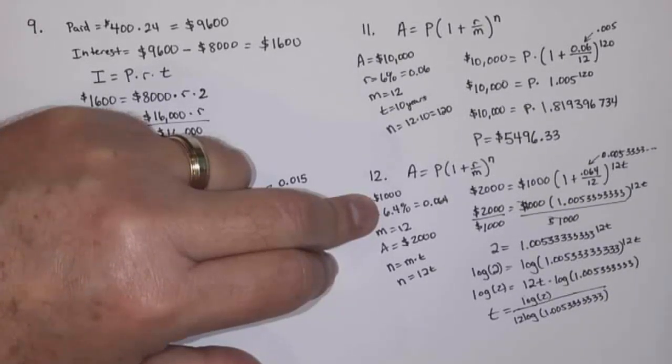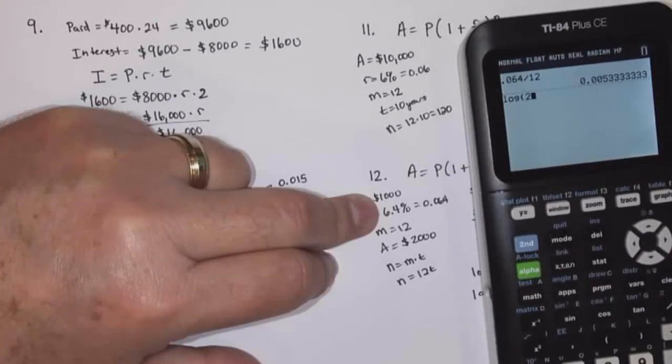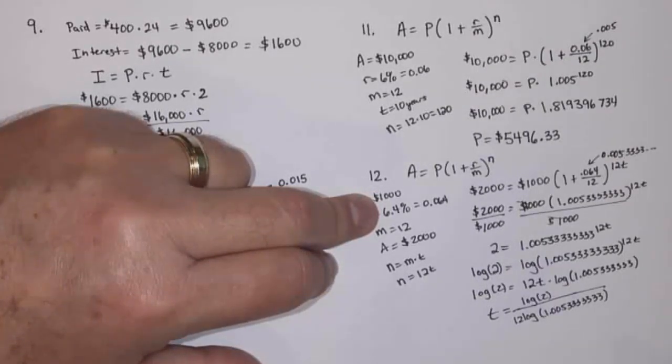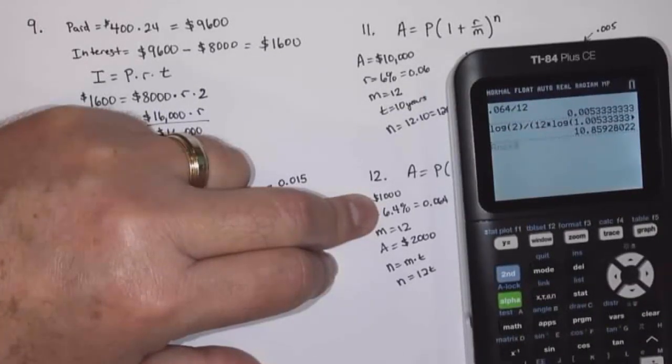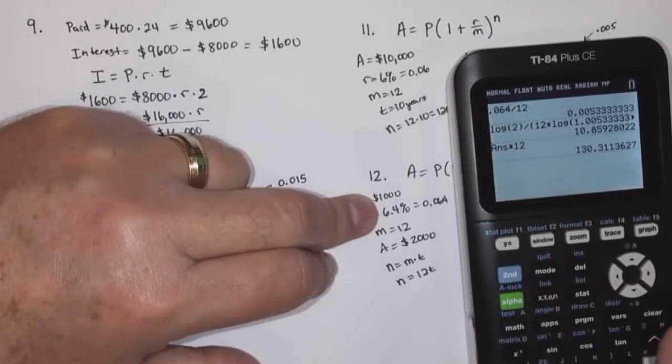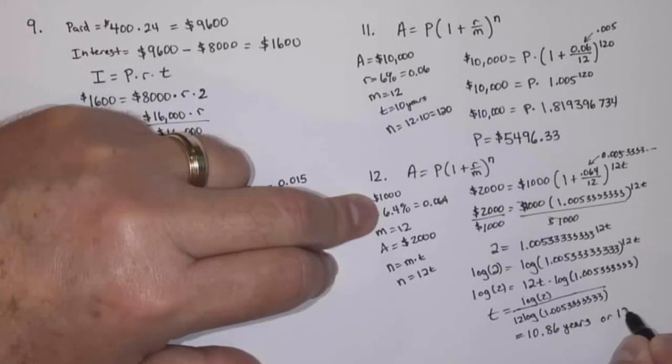So if I do that on my calculator, the log of 2 divided by parentheses 12 times the log of 1.005 and then a bunch of 3's, and that gives me 10.86 years. So that is about 10.86 years, which incidentally, if we multiply that by 12, that would be about 131 months. So we could say, or 131 months.